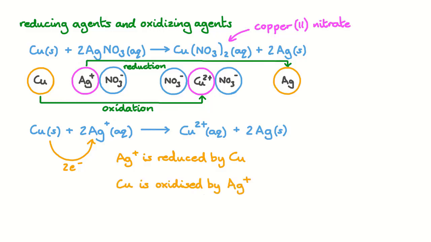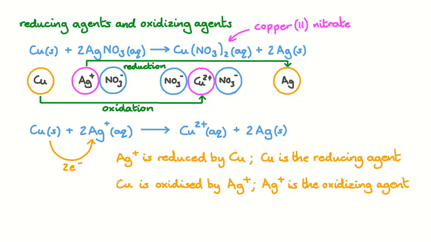But simultaneously, since it's the silver plus ions that are receiving the electrons from the copper, we can say that the copper is being oxidized by the silver plus. We can look at this another way and say that copper is the reducing agent, the component of the reaction that's responsible for reducing another species. Likewise, we can say that silver plus is the oxidizing agent because its presence causes another species to be oxidized.